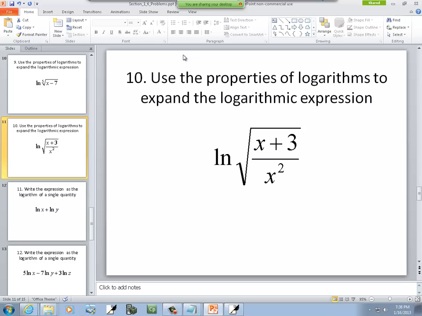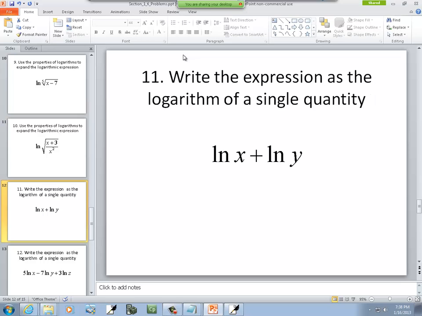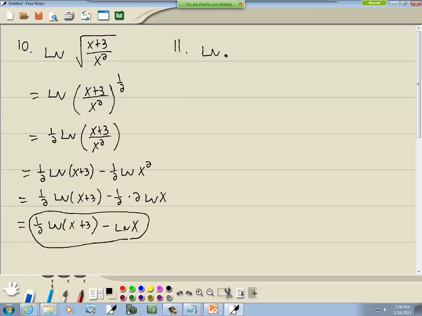Now next problem goes the other direction. They give us separate logs and want us to merge them into a single log. So we got natural log of x plus natural log of y. And addition becomes multiplication. So this is natural log of x times y. And that's our answer.